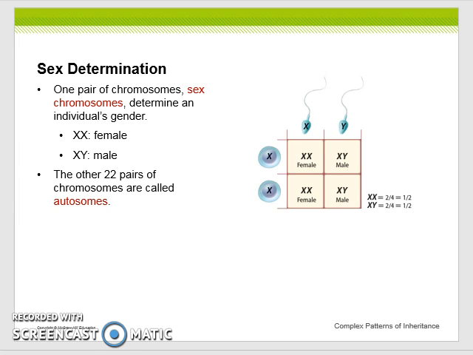Sex determination. One pair of chromosomes, the sex chromosomes, determines an individual's gender. A double X is female, and XY is male. The other 22 pairs of chromosomes are called autosomes. That's why we ask, is it sex-linked or is it autosomal dominant?